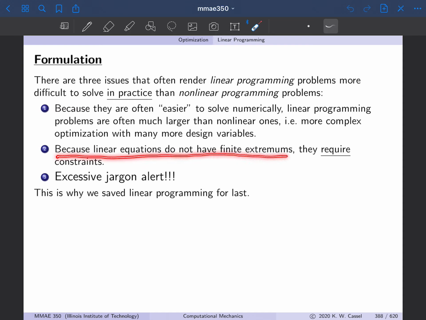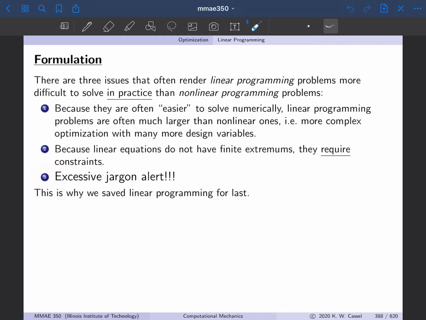Secondly, because linear equations do not have finite extremums, they actually require constraints. In the context of nonlinear programming that we've been discussing thus far, we have swept the constraint issue under the rug. We did talk in the last class and last video about Lagrange multiplier methods for constraints, in that case equality constraints, but we have largely left the constraint issue to the side. Now, for linear problems, which I'll make clear in a few minutes, they actually require constraints. There's no way to have an unconstrained linear problem.